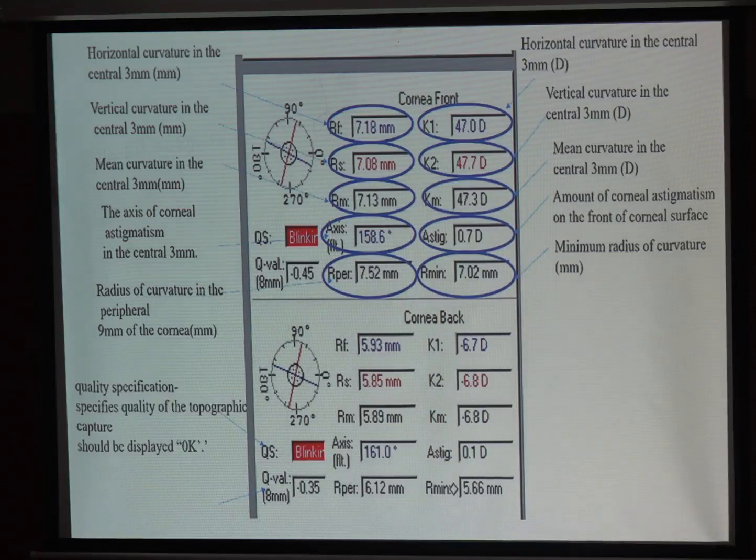There is another thing that you have to look at whenever you are capturing the Pentacam map, which is the Q value, the QS value. That is actually the quality specification, which should be okay. That will mean that the map that you have captured is of good quality, right? For example, in this case, you can see that it is blinking. That means you need to repeat this map.